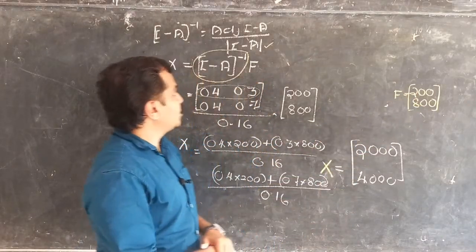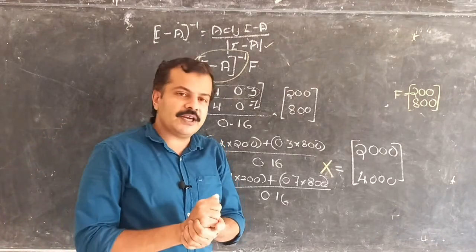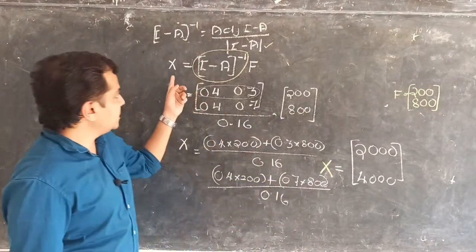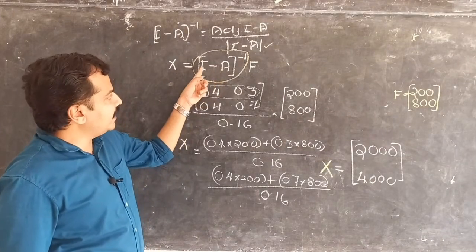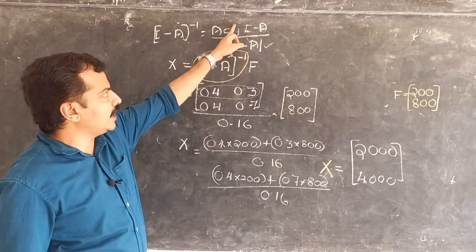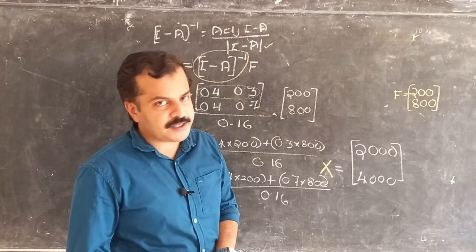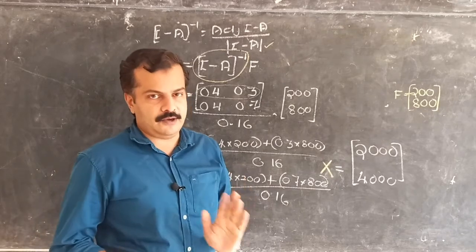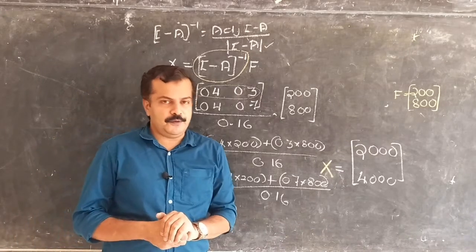So this is how we solve an input-output flow table, an input-output matrix or a Leontief input-output table, by using the method of matrices, by using the formula where gross output equals I minus A inverse into F, where I minus A is the Leontief matrix. For the calculation of I minus A inverse, we need to have the adjoint of I minus A along with the determinant of I minus A, and the solution of input-output is possible only when I minus A, which is the Leontief matrix, is non-singular. That means the determinant should not be equal to 0. This is how we solve an input-output flow table.